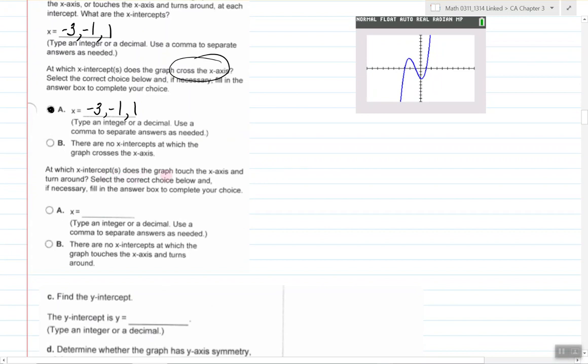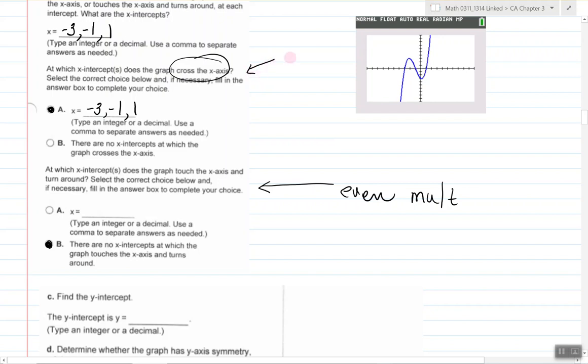At which x-intercepts does the graph touch and turn around? Now let me give you an example of what I'm even talking about. If my graph came down, touched there, and bounced away, that's what it's talking about. And I don't have that scenario. So I will click right here. Now, these occur when the roots, the zeros, etc., are even multiplicity. All right, this was even multiplicity, and I did not have any even multiplicity.